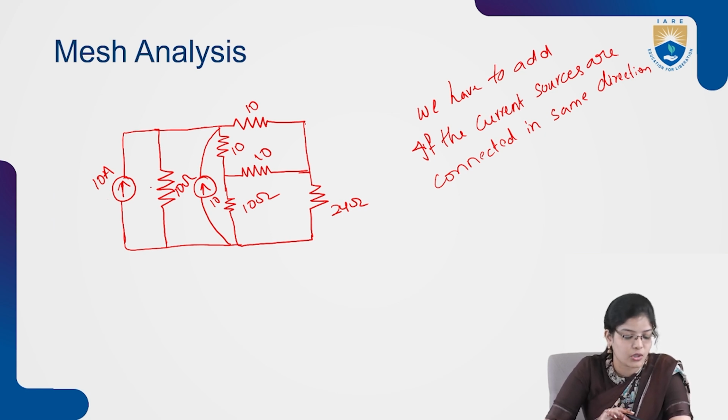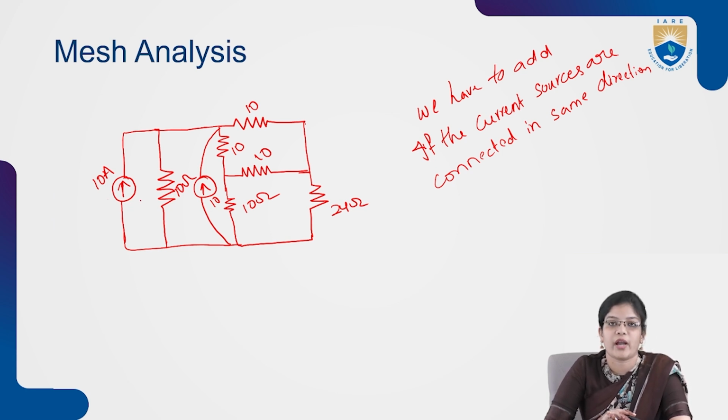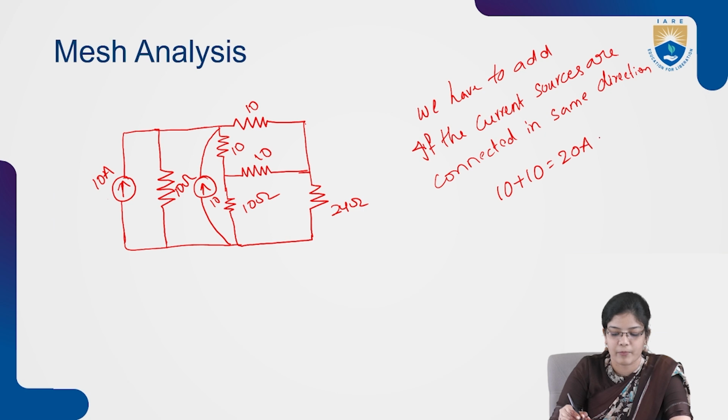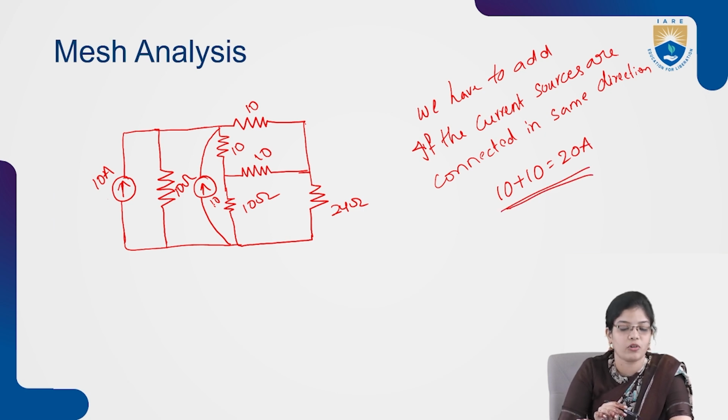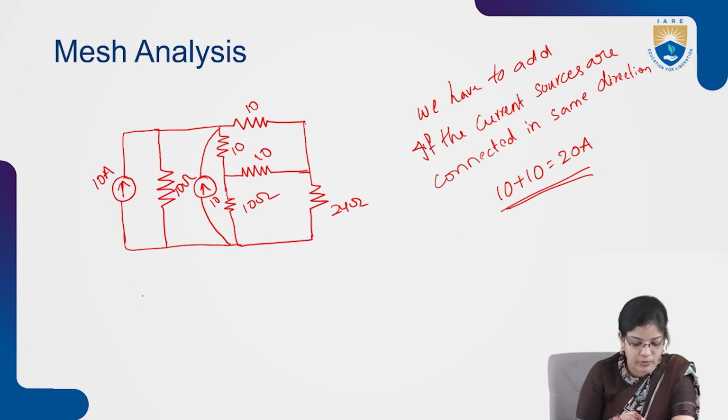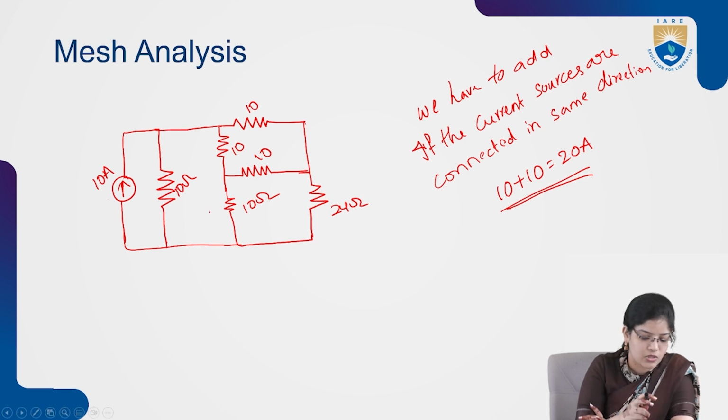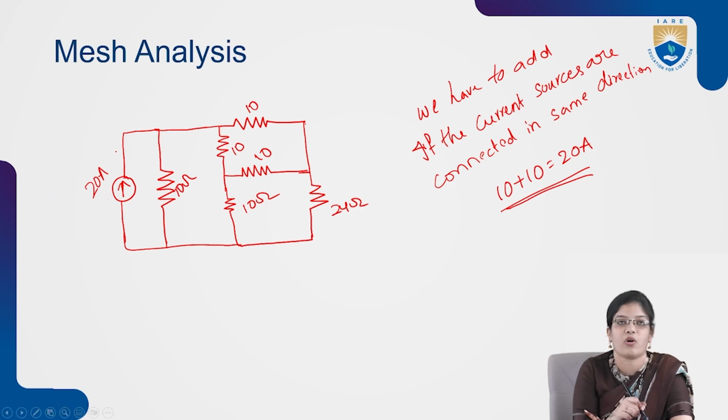As we see in this circuit, both the currents are in the same direction. So we have to add both of the sources. If we add both of the sources, 10 plus 10 is equal to 20 amperes. After calculating both of the sources, we have to redraw the circuit again. This element will be removed, and the value of the current source will become 20 amperes.